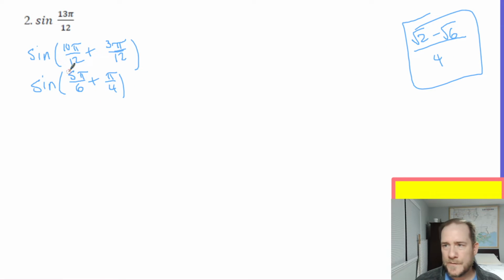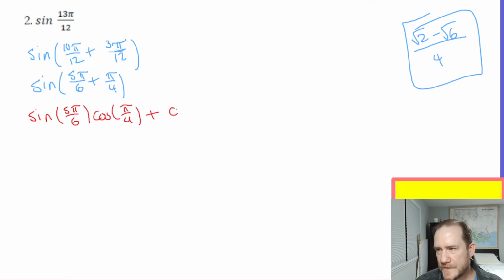So now expand this using the identity. So it's sine of the first, cosine of the second. It's a sum, so it's a sum. And then it's cosine of the first, sine of the second.